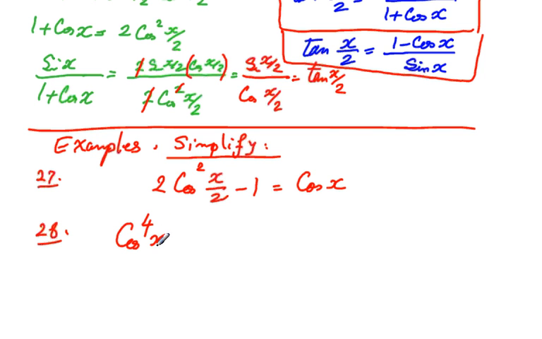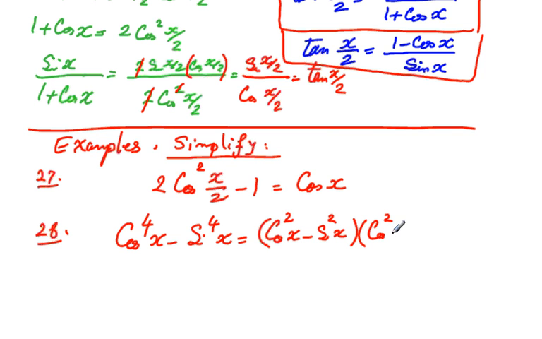Cosine to the power of 4 of x minus sine to the power of 4 of x. We had seen this before. We had stopped early. Now we go one more step. What did we do? Cosine square of x minus sine square of x times cosine square of x plus sine square of x. So this is the identity for difference of squares. Now, that much we would have done in algebra, but in trig we have other things to say. What is this? 1.